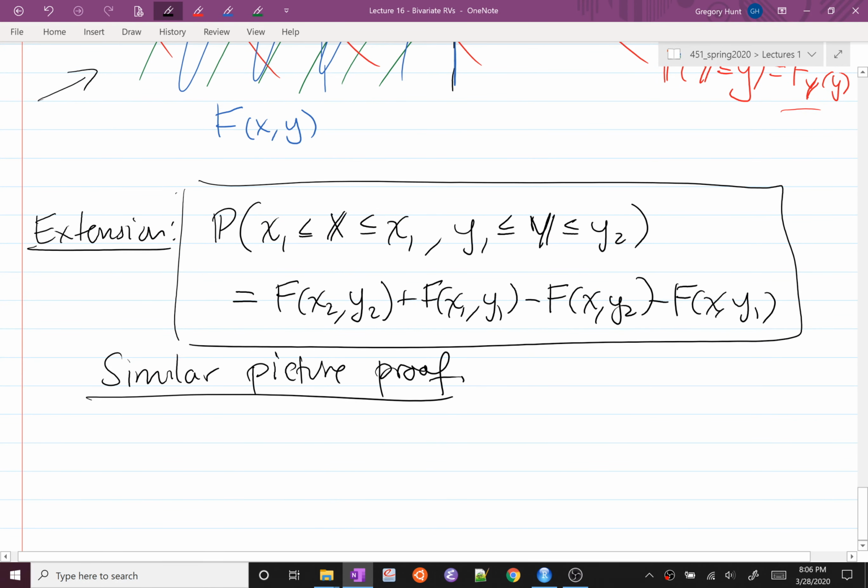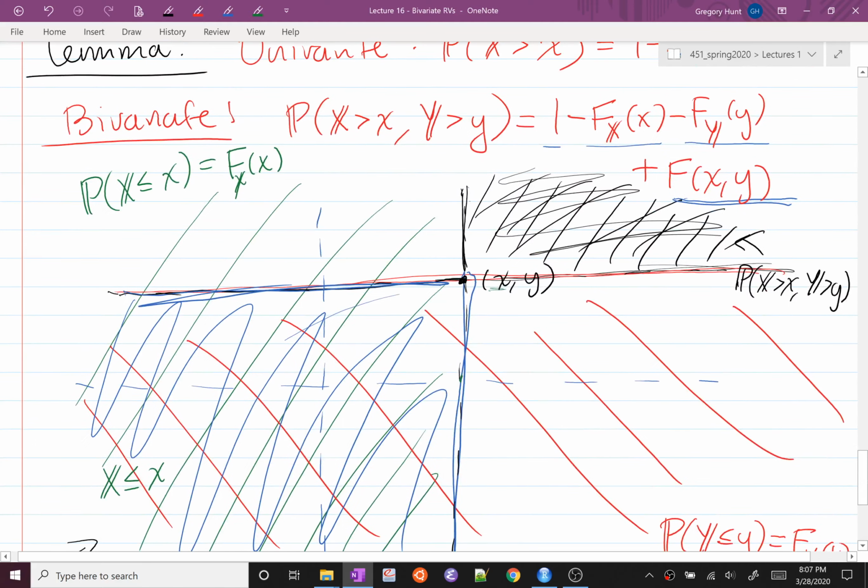And notice, if you send off x1 or y1 to infinity, you're going to just get the previous theorem.